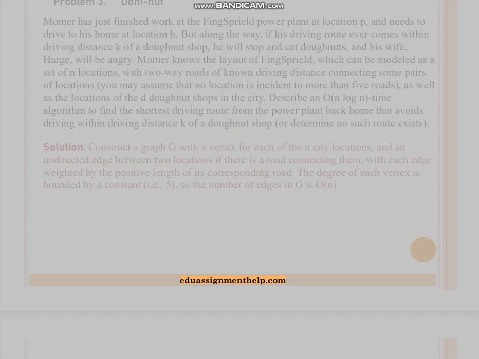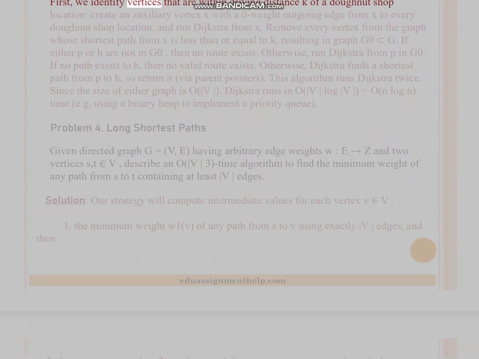First, we identify vertices that are within driving distance K of a donut shop location: create an auxiliary vertex X with a zero-weight outgoing edge from X to every donut shop location, and run Dijkstra from X. Remove every vertex from the graph whose shortest path from X is less than or equal to K, resulting in graph G0. If either P or H are not in G0, then no route exists.